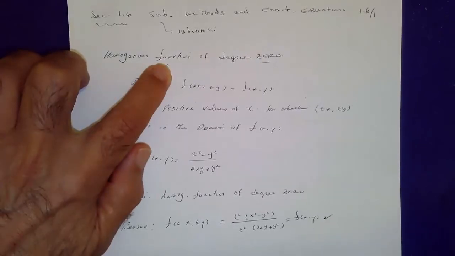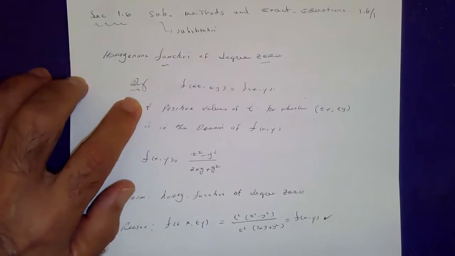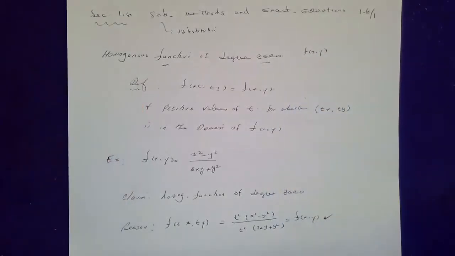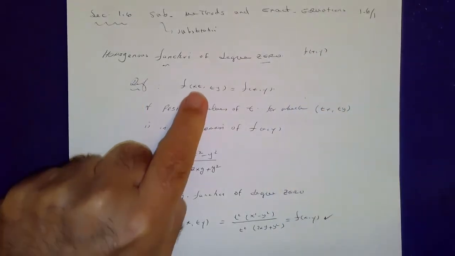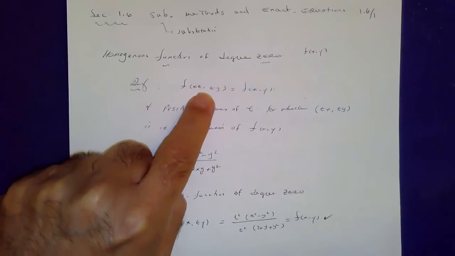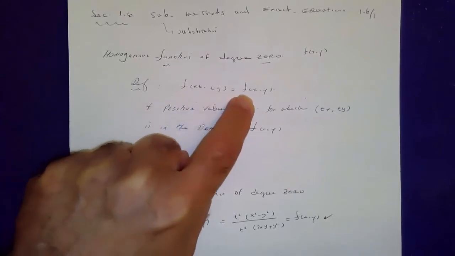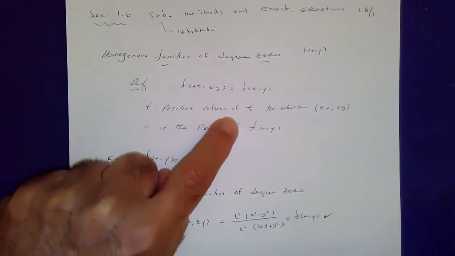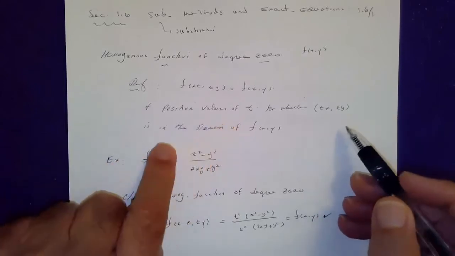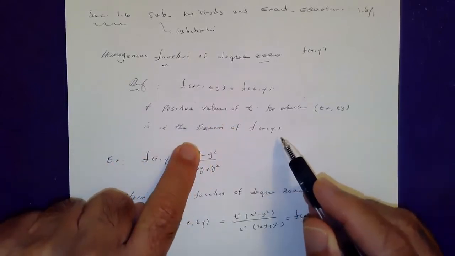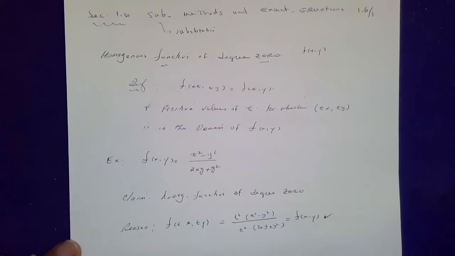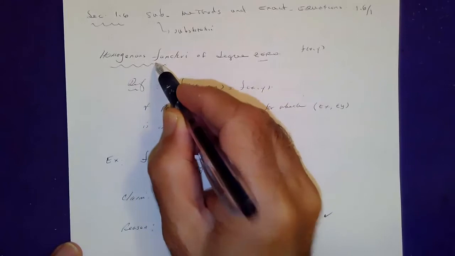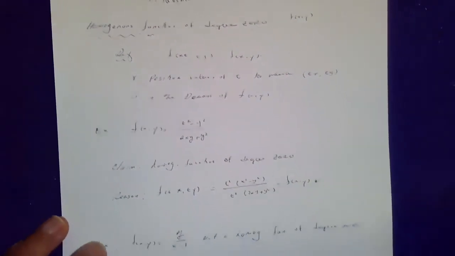These are homogeneous functions. A function f(x, y) is said to be homogeneous if there is a positive real number t such that f(tx, ty) is exactly the same as f(x, y) for all positive values of t for which (tx, ty) is in the domain of f(x, y). So that's the definition of a homogeneous function, not to be mistaken with a homogeneous differential equation.